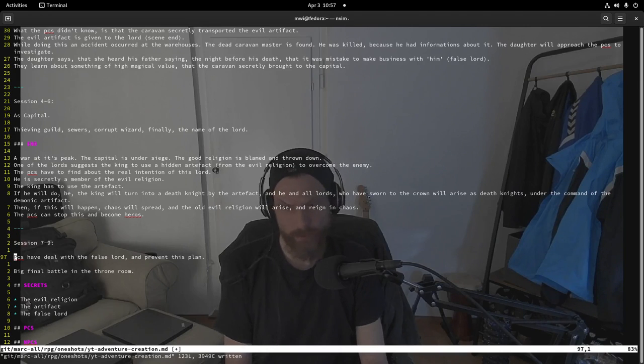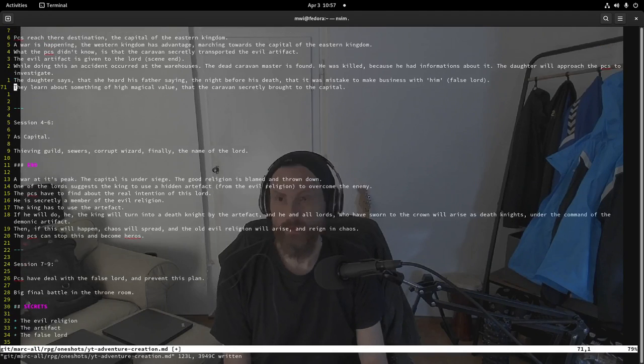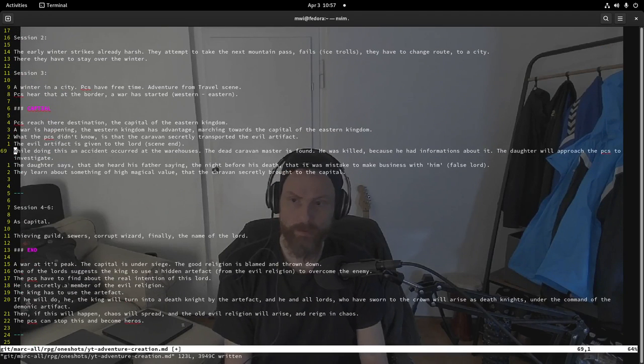But for now, for me, it's a little bit more clear now. It's consistent with the war theme, the artifact, and a little bit more structure now for how this can play out.